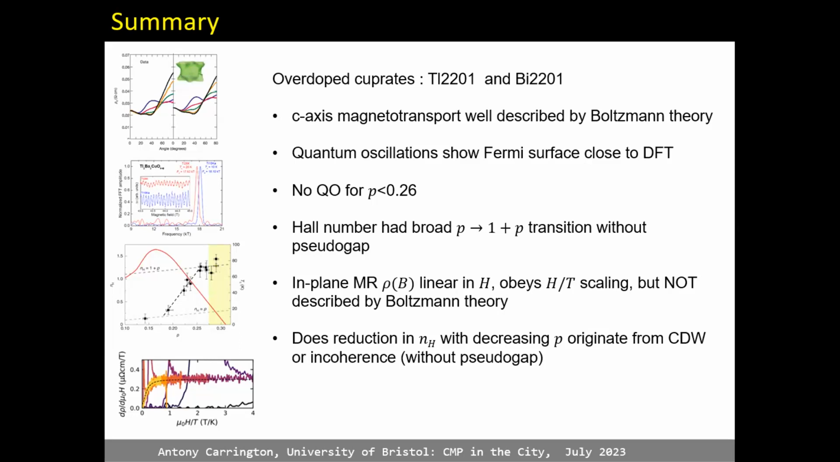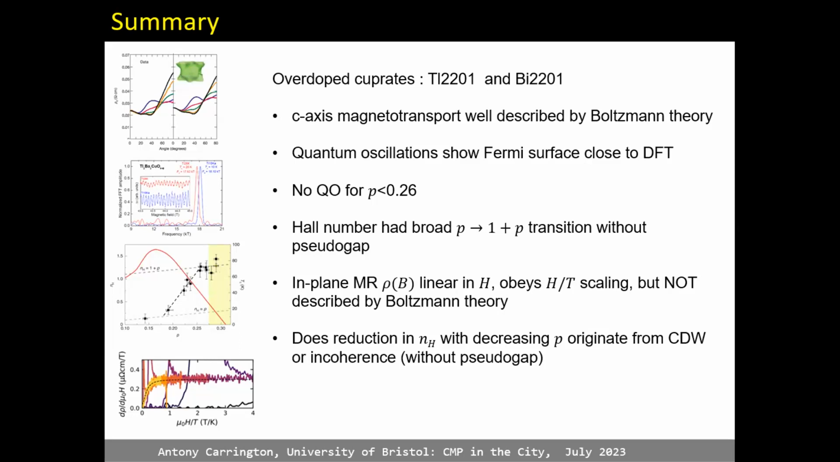But there's certainly no such thing in some of the other material, and certainly not in thallium-221. There have also been things conjectured to do with electronic inhomogeneity. But again, that's difficult to reconcile with material that has long mean-free path and shows quantum oscillations, etc. So, no.